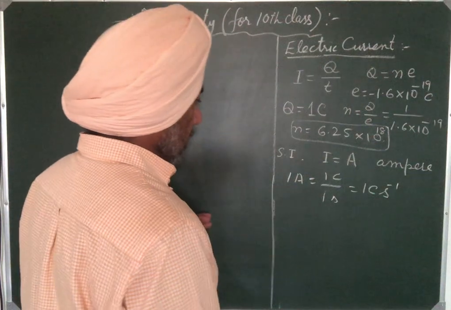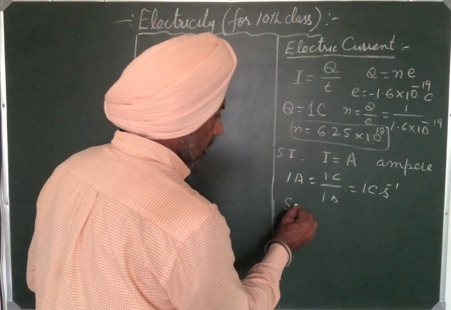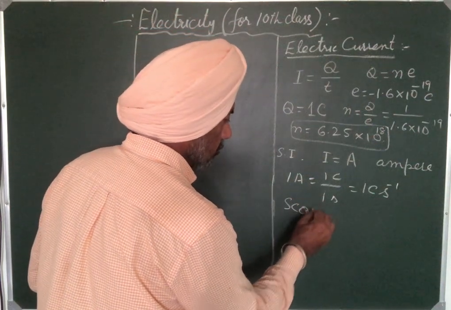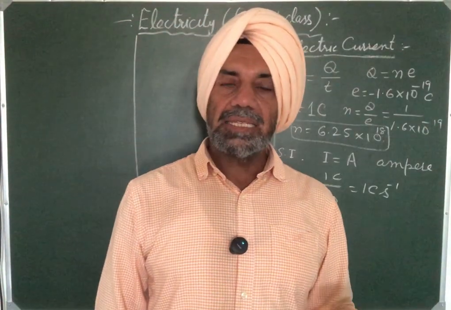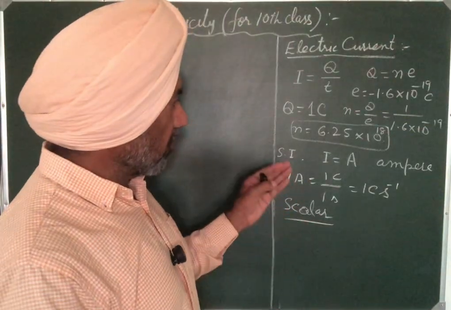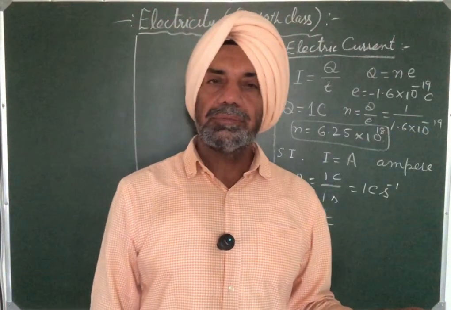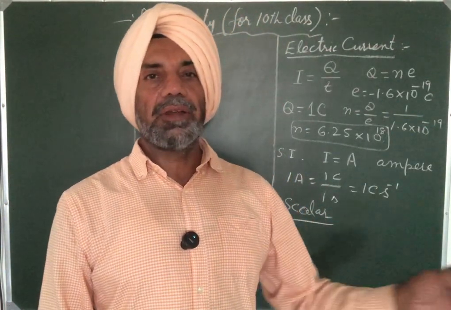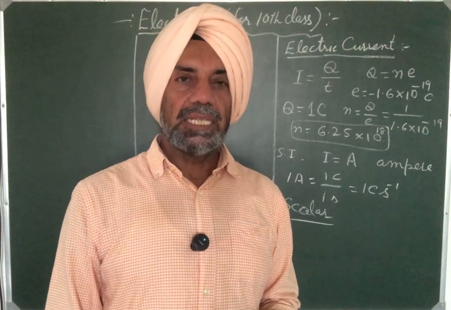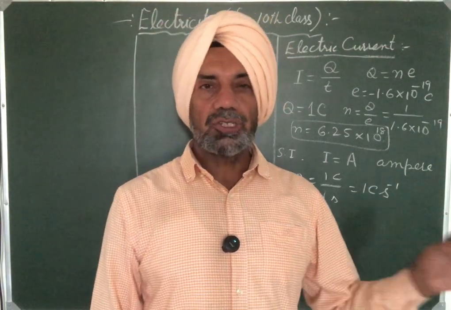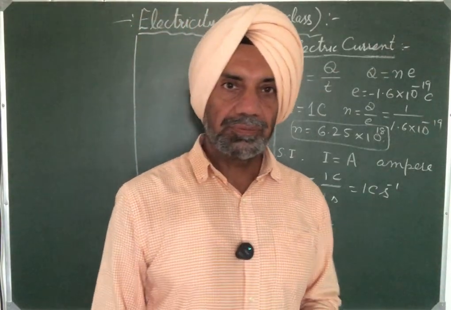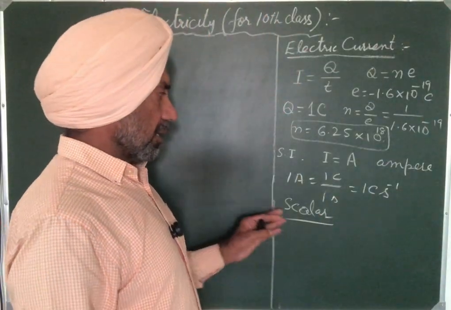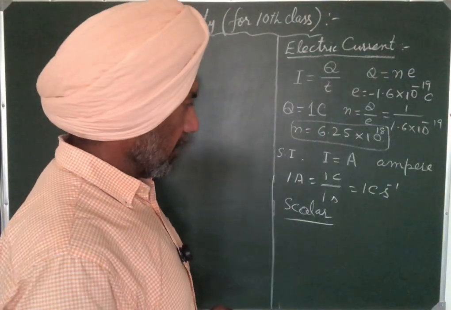Okay. Now current is a scalar quantity. It is scalar. But it has a conventional direction. So the direction of current is taken from the positive end of the conductor to the negative end of the conductor. That is opposite to the flow of electrons, or in the direction of positive charge carriers. Otherwise, it is a scalar quantity.